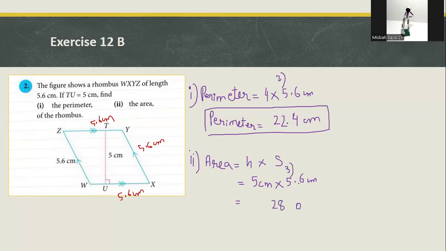And we have a decimal after one digit, so 28.0 centimeter square. So properly you can write, area is equal to 28 centimeter square. So area is nothing but 28 centimeter square.